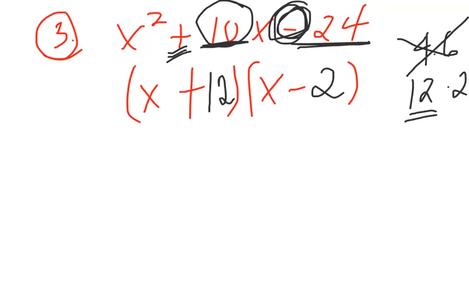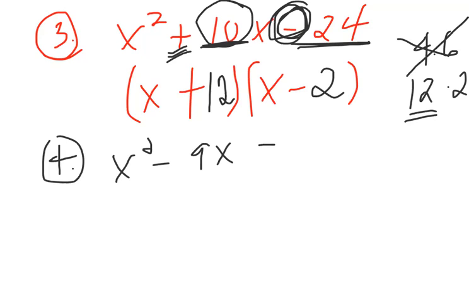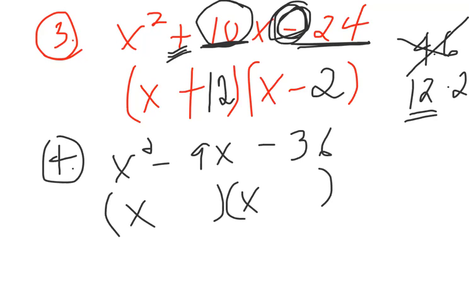Let's do it again, guys, because that was a little confusing, okay? Here's another example. X squared minus 9x minus 36. Set up your two parentheses, split up x squared into x times x, because if 36 is a negative, you're going to have one negative factor, one positive factor.